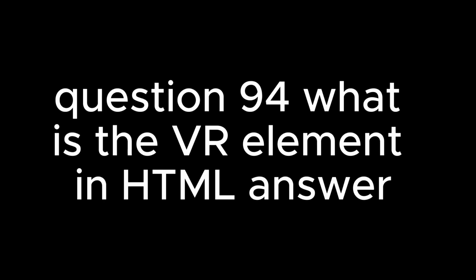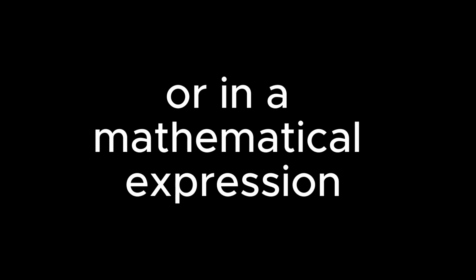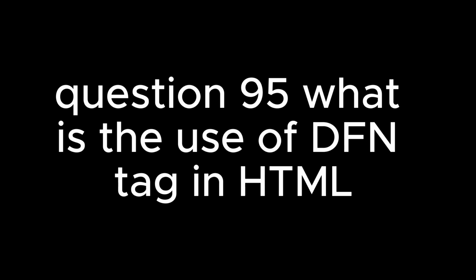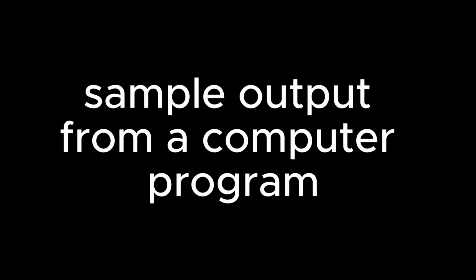Question 94. What is the var element in HTML? Answer. The var tag is used to define a variable in programming or in a mathematical expression. The contents of the tag are typically displayed in italic. Question 95. What is the use of the dfn tag in HTML? Answer. The dfn tag is used to highlight the introduction of a definition. Question 96. What is the samp element in HTML? Answer. The samp tag is used to define sample output from a computer program.